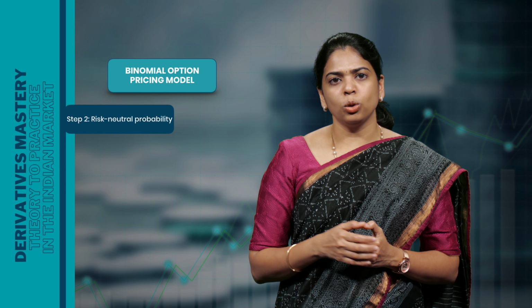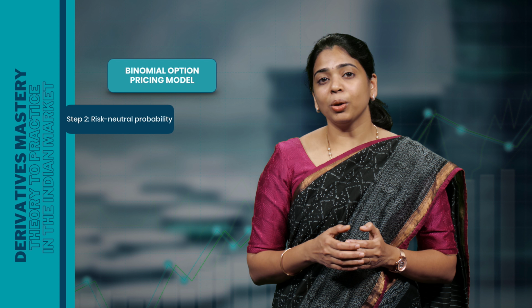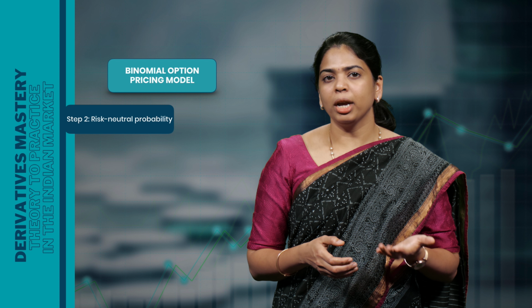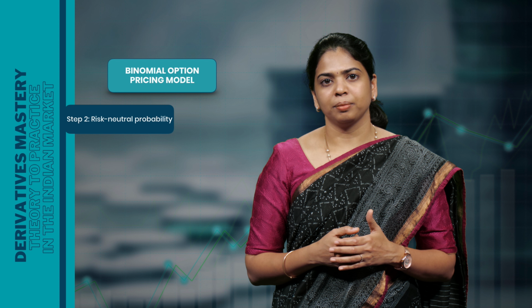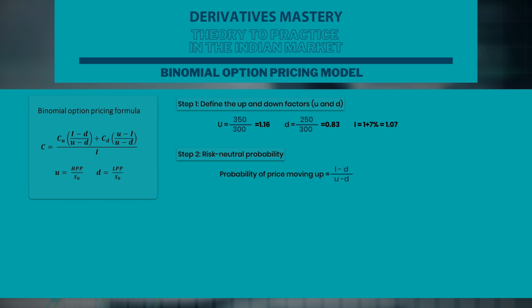Step 2 is the risk neutral probability. This is the fancy way of saying what is the probability of the stock moving up or down, adjusted for the risk-free interest rate. The probability of price moving up is (I minus D) by (U minus D), which is 1.07 minus 0.83 divided by 1.16 minus 0.83. So the answer here is 0.727. The probability of price moving down is (U minus I) by (U minus D), which is 1.16 minus 1.07 divided by 1.16 minus 0.83. And here we get 0.273.